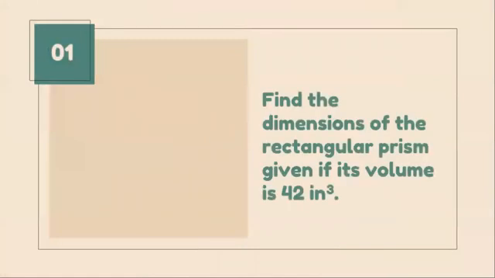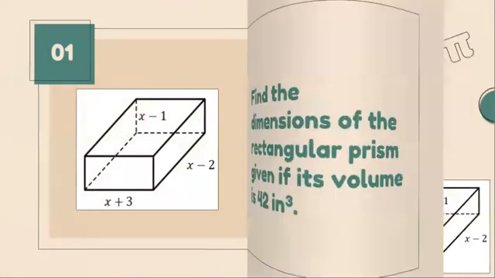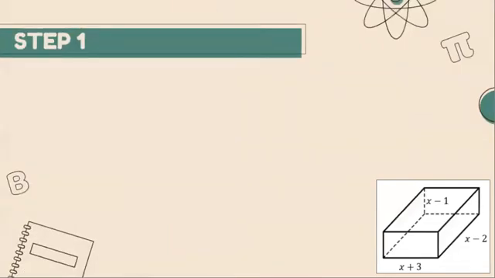So we are going to find the dimensions of the rectangular prism given its volume is 42 cubic inches. Given na po dito yung ating volume, which is 42 cubic inches. Ayan po. We have here the length, width, and height: x plus 3, x minus 2, and then x minus 1. Kagaya po ng iba nating problem solving, we also have some steps to follow para po ma-solve.